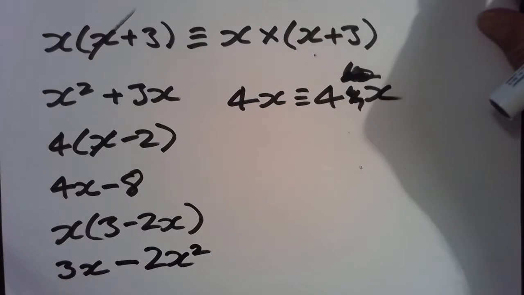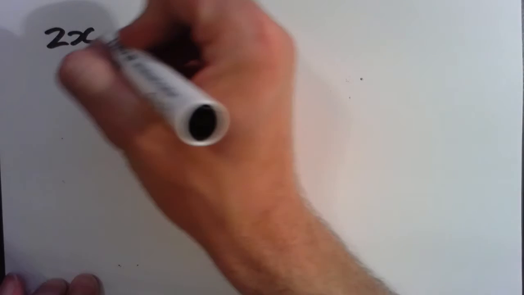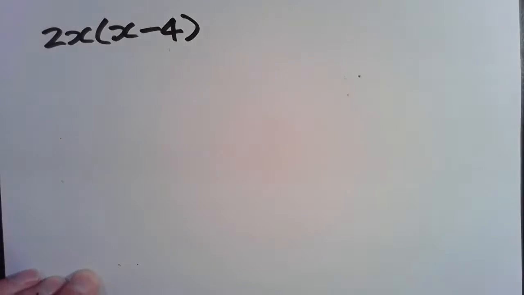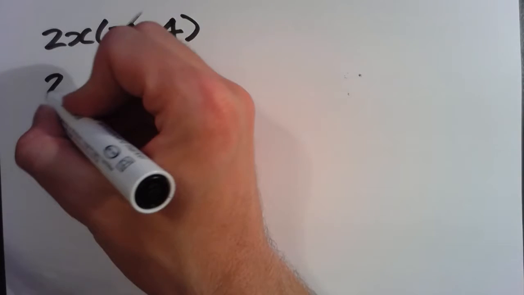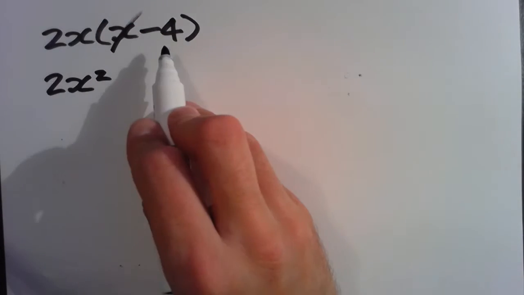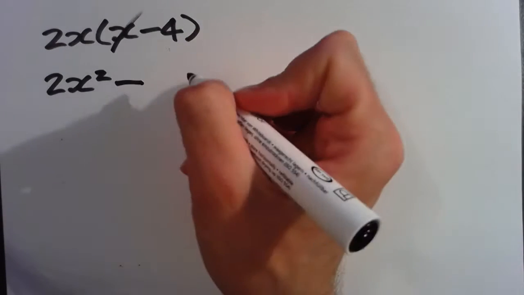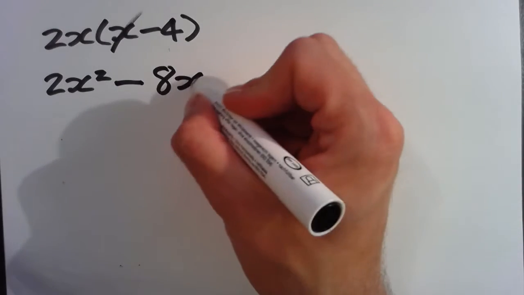So let's just make sure that this isn't all wrong. Okay, so I'm going to write the equation here, which is 2x(x minus 4). So we're going to solve it. 2x multiplied by x is 2x squared. 2x multiplied by minus 4. Remember there's a negative and a positive, so it's going to be negative. 2 times 4 is 8, and there's an x term.